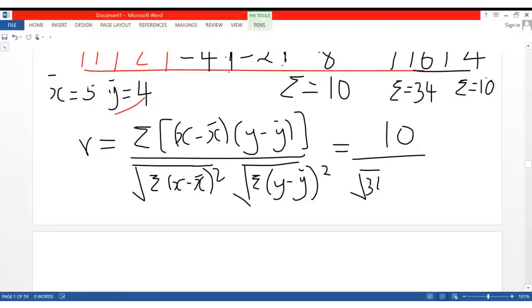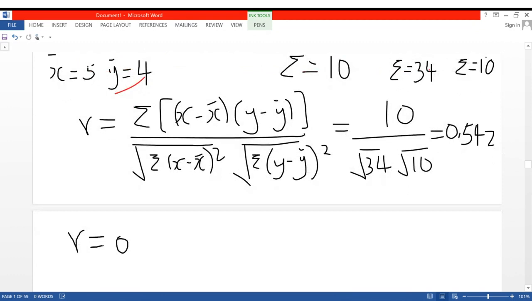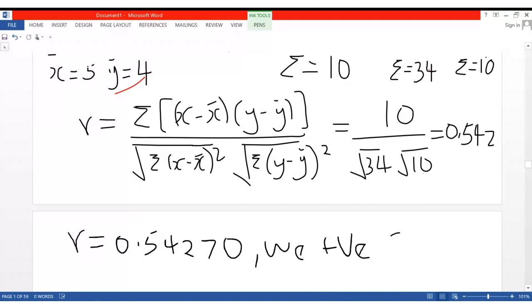If I do it with a calculator, let me see what I'm getting. 10 divided by that, I'm getting 0.542. Now, the interpretation is the one that is important. Since we are getting our R as 0.542, which is greater than 0, we have a what? We have a positive correlation. We have a positive correlation because our value is greater than 0.